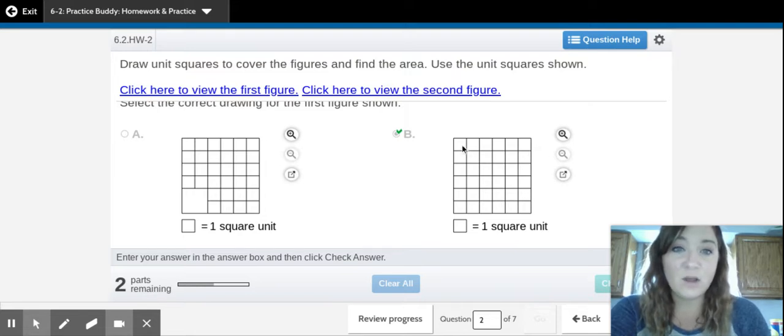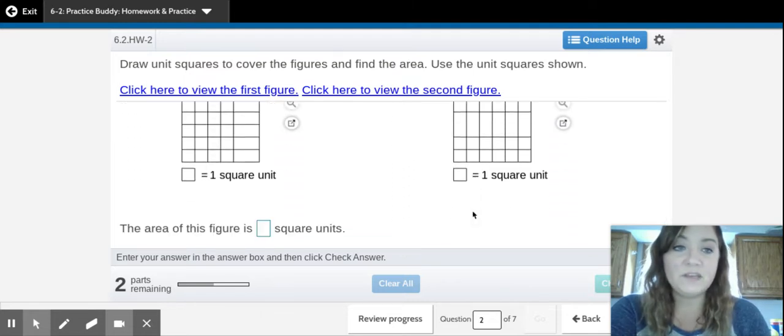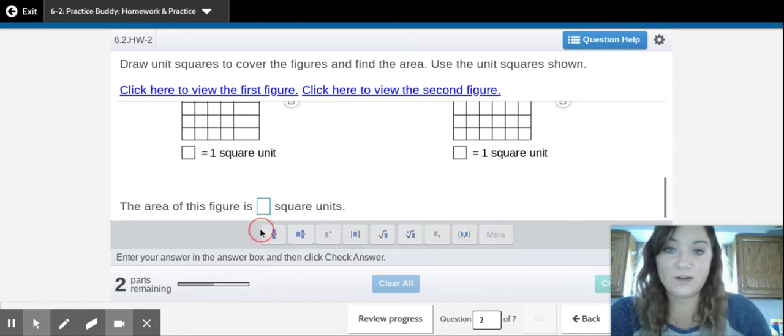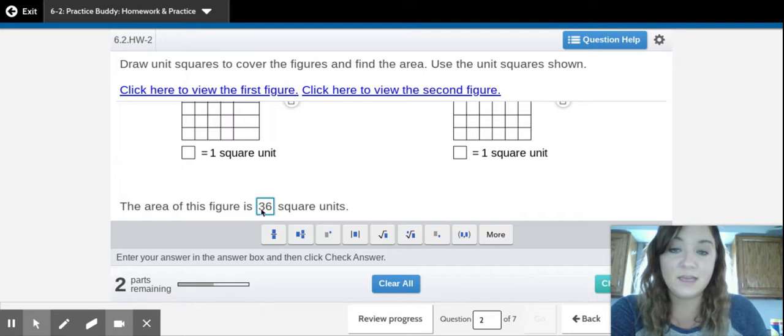I could have also counted by sixes. So I could have said 6, 12, 18, 24, 30, 36. That would have been another choice. Either way, we get 36. And remember that we always measure area in square units.